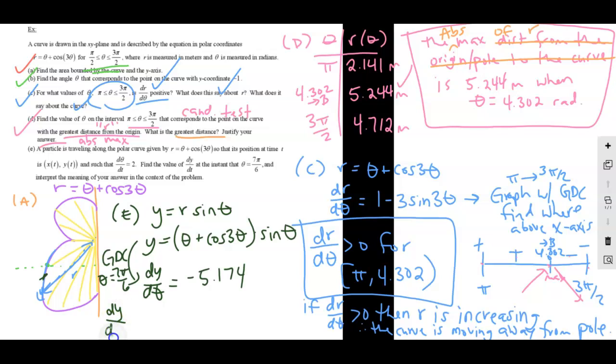Remember, for dy/dt, what would I have to do? Well, I would have to take dy/dθ and multiply by dθ/dt, because unit-wise, that's how I would get everything to line up, and I would get dy/dt. I just did dy/dθ. That was the negative 5.174.